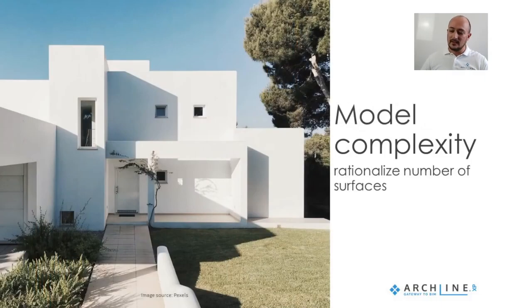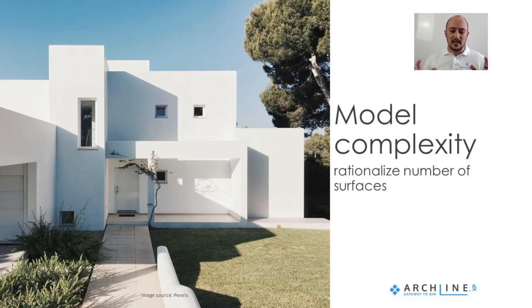And finally, the fifth key factor is the model complexity. And the model complexity is measured in a number of surfaces. When you download something from Google Warehouse, you have that count over there, which tells you how many surfaces you have. And even the software, I mean, ARCHLine itself will let you know when you download something that is too complex. Sometimes you don't have a choice, but many times you do, and you need to take care of the balance of your model.